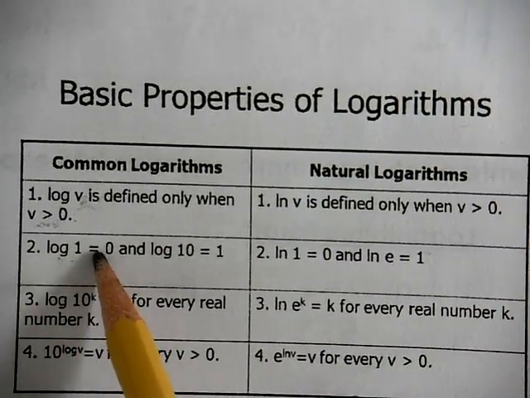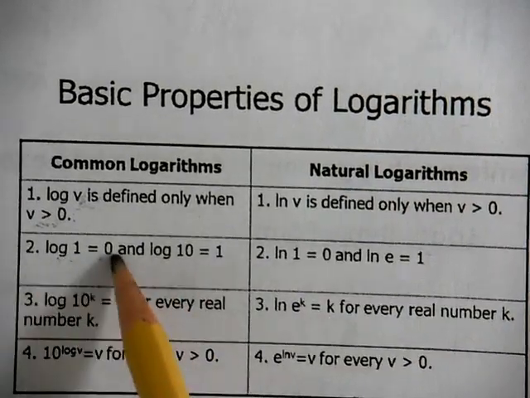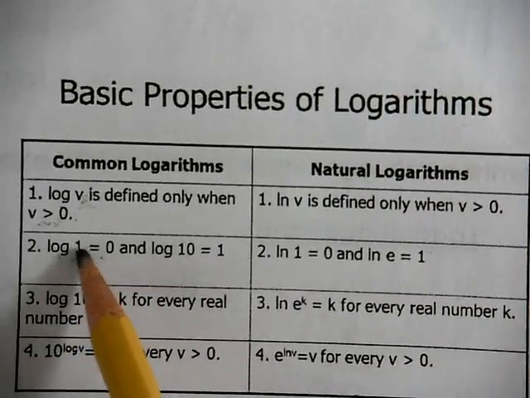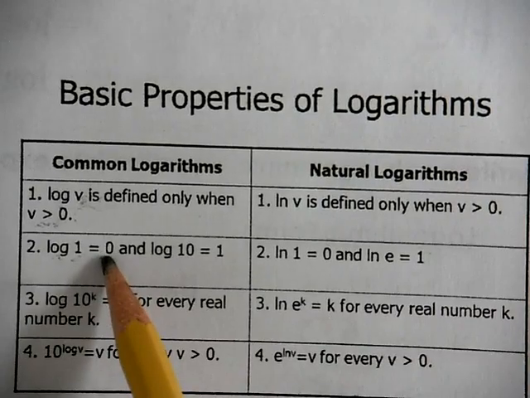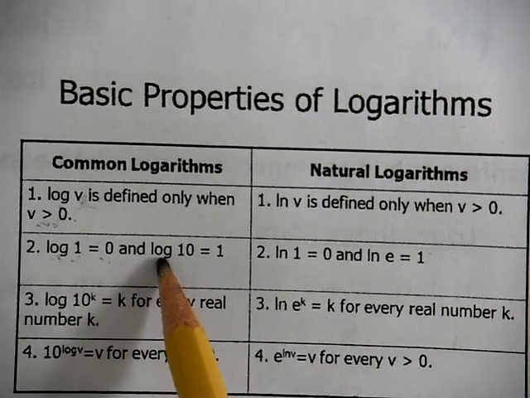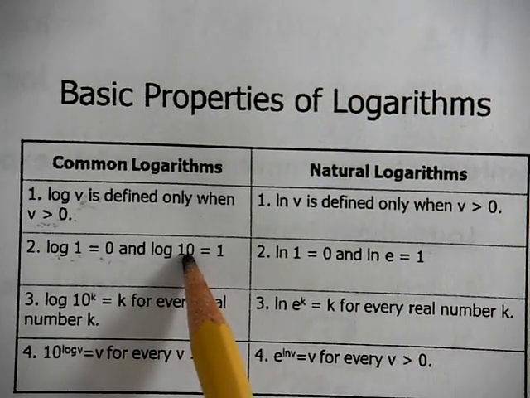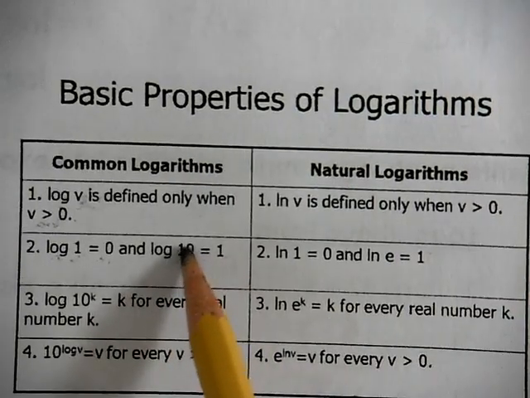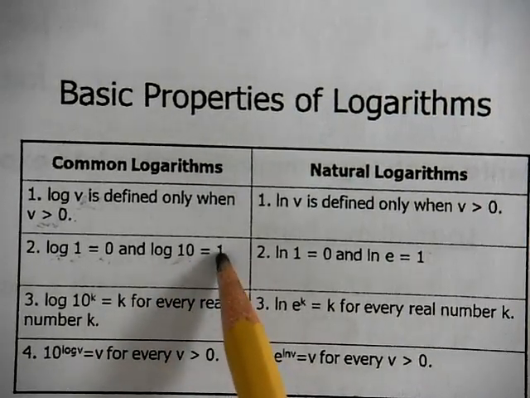Log base 10 of 1 is going to be 0. Every time, whenever the logarithm of 1, the answer is 0. And a logarithm of 10 is going to be 1. If your bases match, you're always going to have 1.